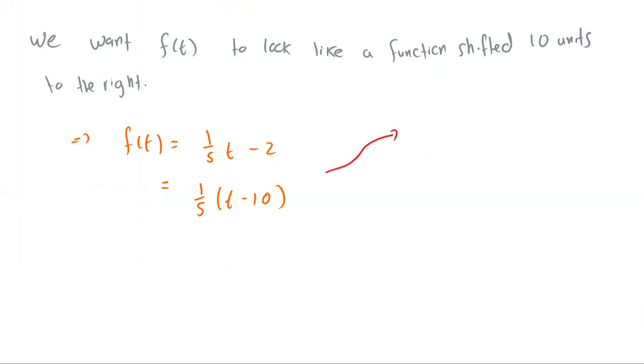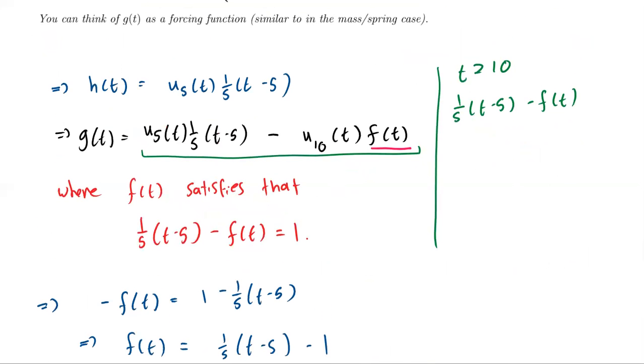So this looks like the function 1/5 t, where it's been shifted 10 units to the right. And that would be the corresponding algebraic transformation. And now our f of t matches the u sub 10 of t, right? It's been shifted 10 units to the right. So now we're done, right?